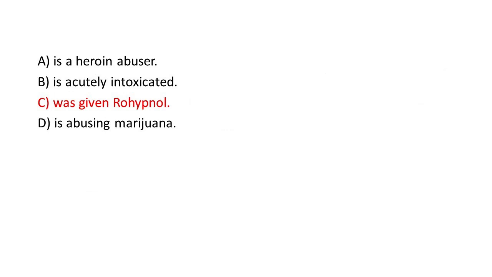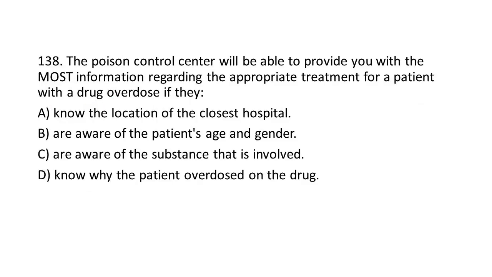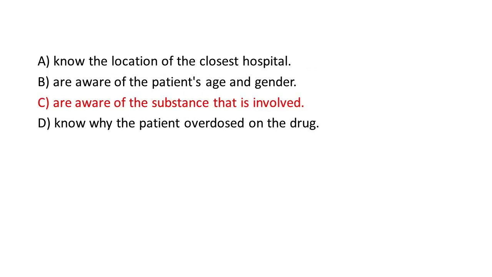138. The Poison Control Center will be able to provide you with the most information regarding the appropriate treatment for a patient with a drug overdose if they: A. Know the location of the closest hospital. B. Are aware of the patient's age and gender. C. Are aware of the substance that is involved. D. Know why the patient overdosed on the drug. The answer is C. Are aware of the substance that is involved.